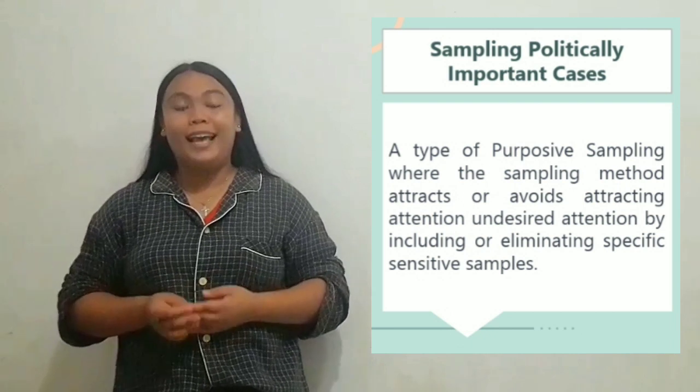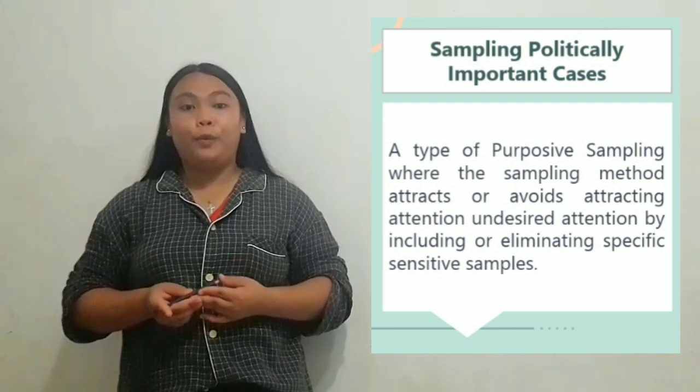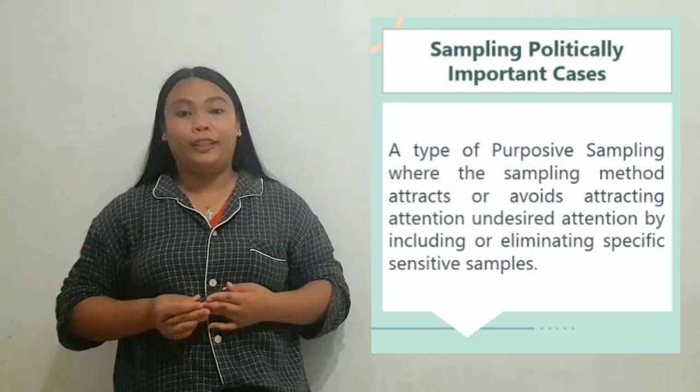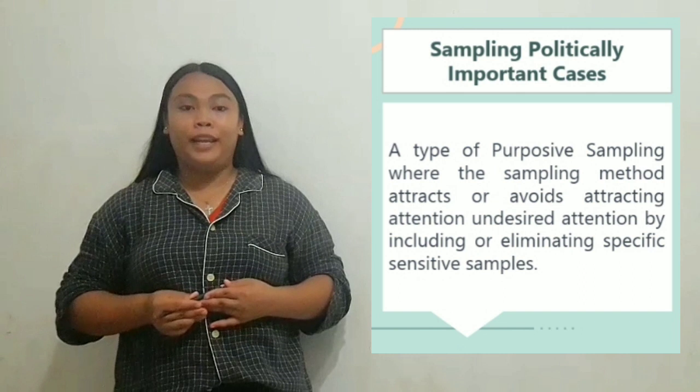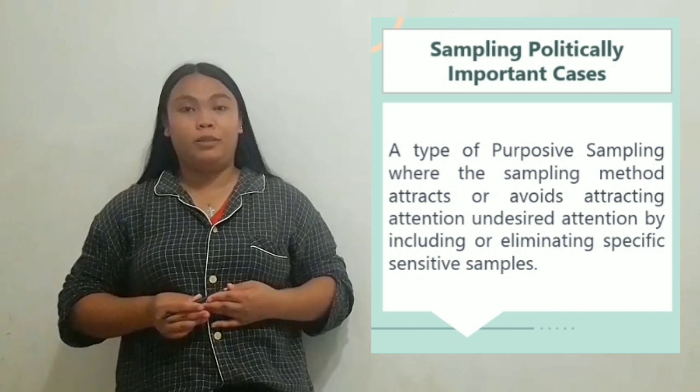We also have sampling politically important cases, a type of purposive sampling where the sampling method attracts or avoids attracting undesired attention by including or eliminating specific sensitive samples. For example, a government is conducting a poll regarding the fear of terrorism in common people in a particular region. The views of the people who have been under direct threat from terrorists or directly affected by a terrorist attack will be too strong and might bias the analysis.